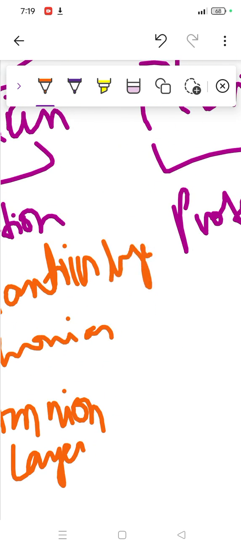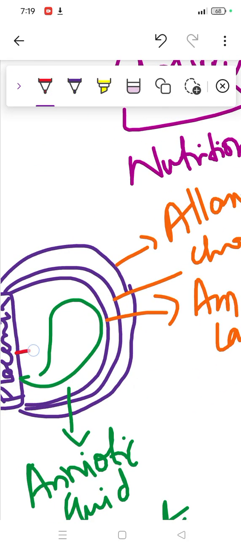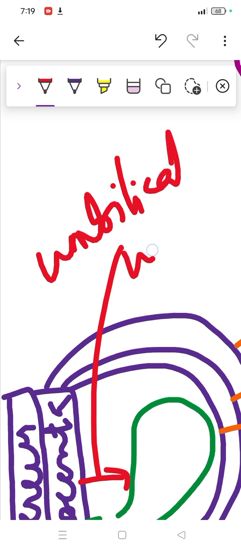Then we have another structure in this one. The inner structure over here is basically called the umbilical cord. This also has another name, but I could not recall it for now. Well, here is the uterus, which makes a line between the placenta and the uterus.